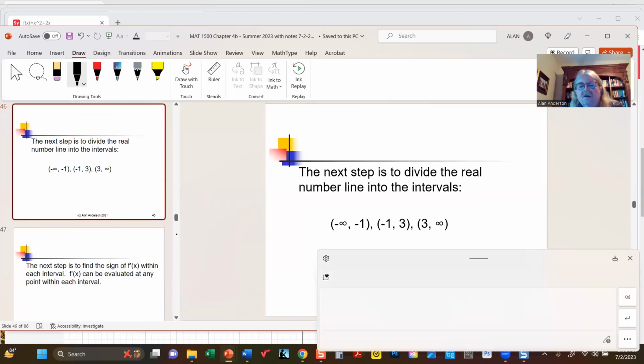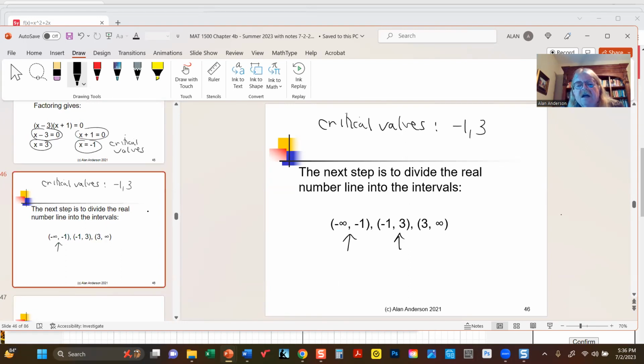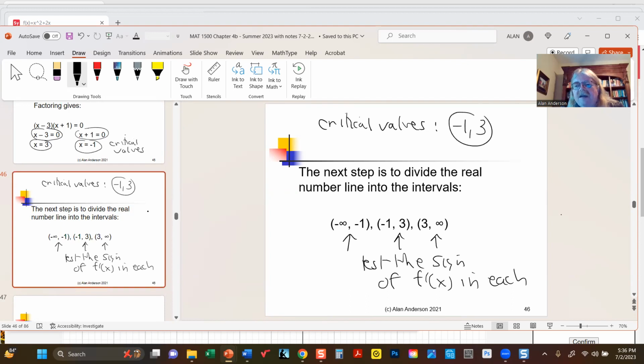And so now we're going to need to test, or apply the first derivative test, over these 3 intervals. Okay, so in other words, since the critical values, again, were negative 1 and 3, we have to test the sign of f prime of x in each of these three intervals. That's what's going to tell us whether these are relative maxima or minima, or possibly absolute maxima or minima.